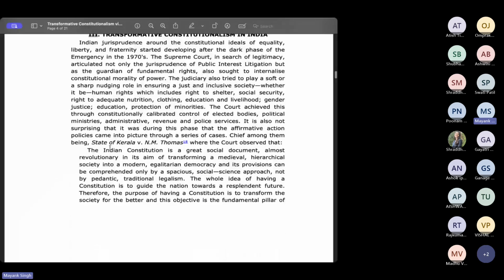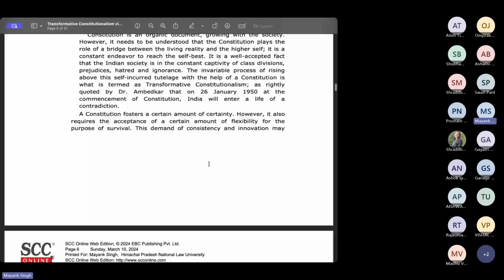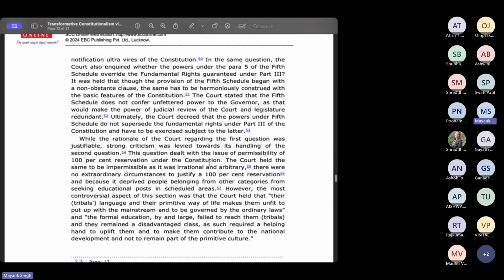Now, you can see that he has given this citation, State of Kerala versus N.N. Thomas. Here he has given just the name, and the citation is given in number 18. 18 is the endnote. Let me show you that number 18.